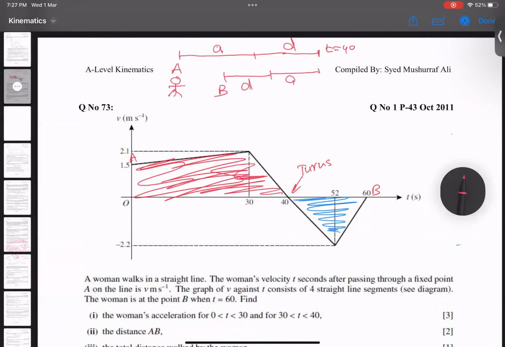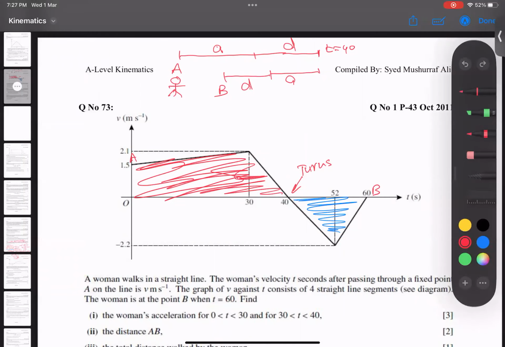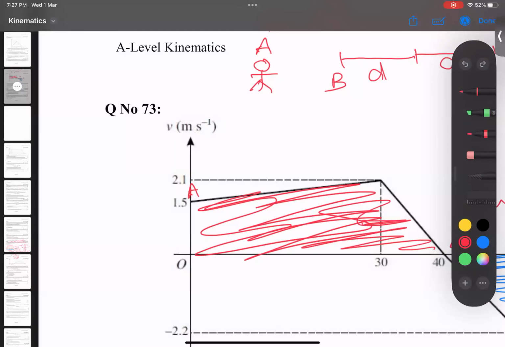Let's start one by one. When I talk about this one, what are the coordinates of this point? This is very clear. At this point, x is 0 and y is 1.5. So I'm writing here (0, 1.5). And what are the coordinates of this point? x is 30, y is 2.1. So (30, 2.1). And you know it very well, the gradient is called acceleration.